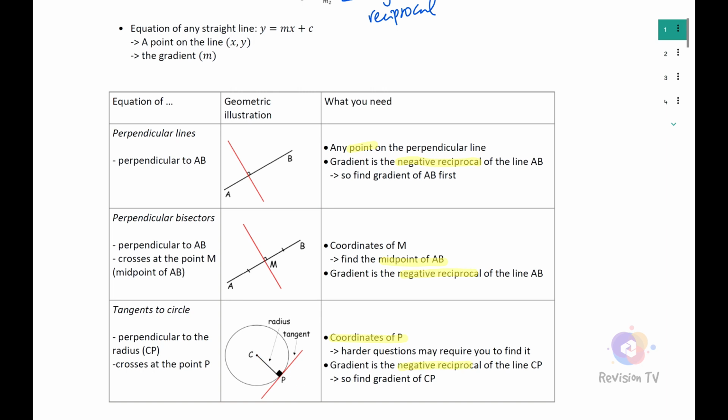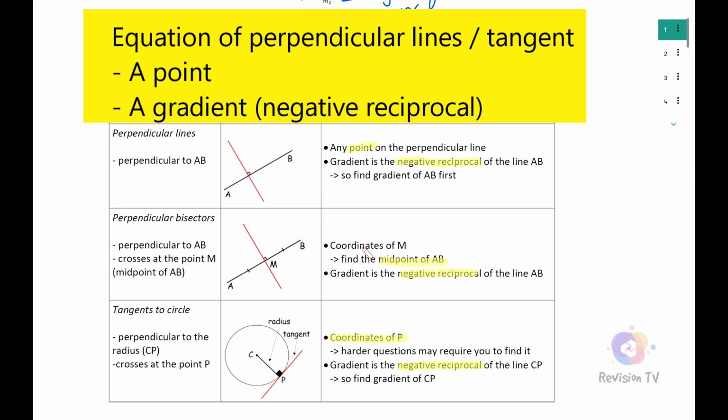So again, negative reciprocal. You can see the common theme between these three things is that you need a point, but the point will be quite different depending on the situation. One will be any point, another will be the midpoint, and this one will be where the radius and the tangent cross. So, one, the point, and two, the gradient, which is always the negative reciprocal of the other line.